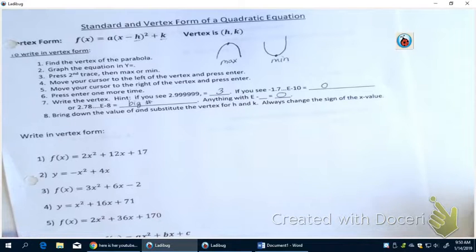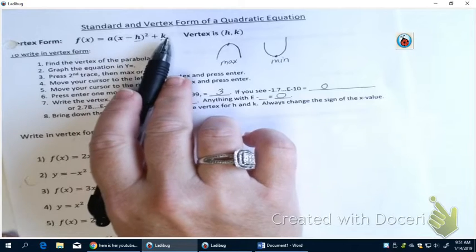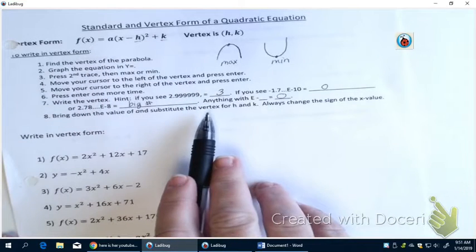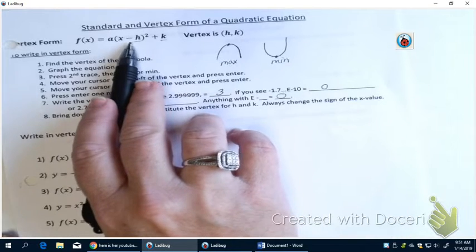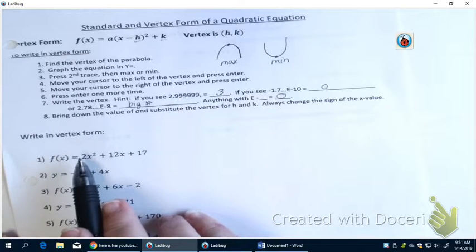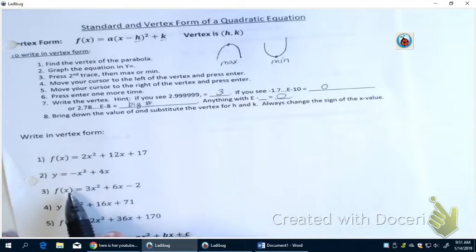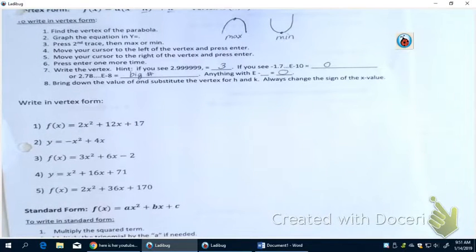After you find the vertex, then you're going to plug in the vertex here and here. And then you change the sign of the x value. And then the a is the number that's in the front of the equation. So it's like 2, negative 1, 3, and so we'll look at all that. So let's put number 1 into the calculator.